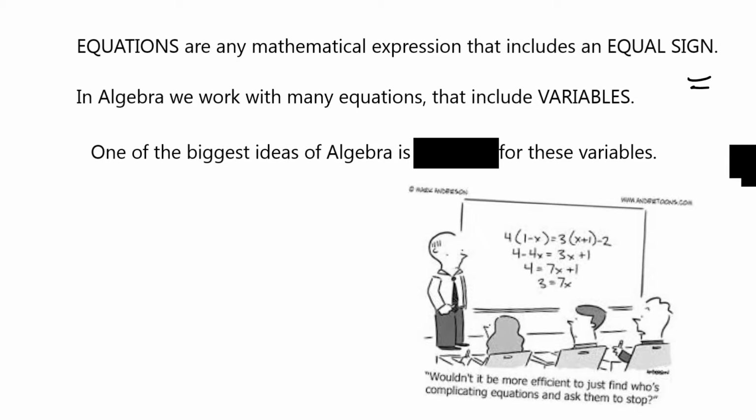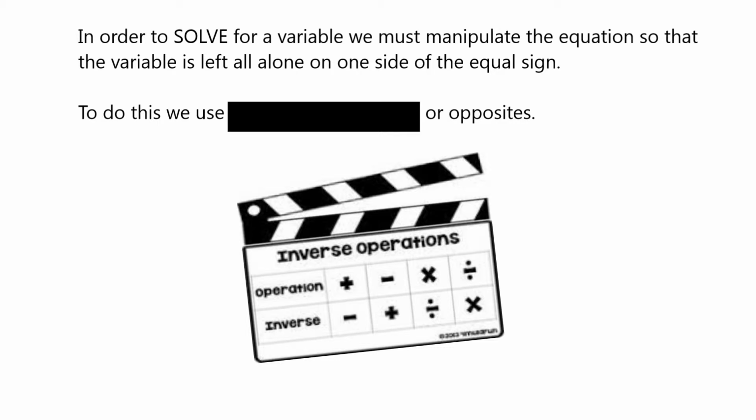One of the biggest ideas of algebra, really the point of algebra, is all about what's called solving for these variables. The purpose of solving equations is so that we can figure out the values of an unknown variable. In order to solve an equation for a variable, what we need to do is to manipulate or change the equation so that the variable is the only thing left on one side of the equal sign.